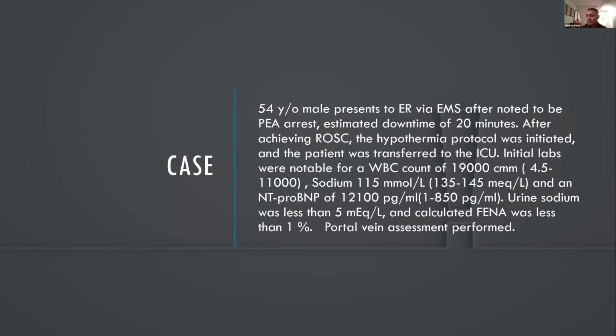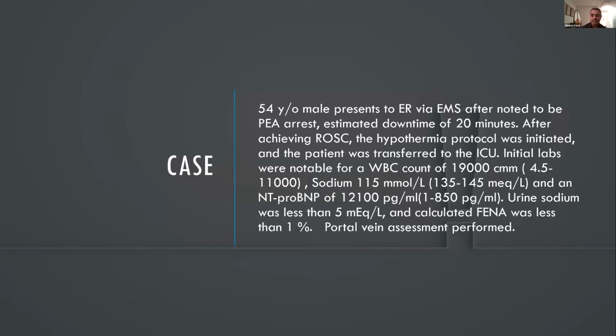Initial labs, and again, I apologize for the units. I understand I'm being very American-centric here, so if you're used to different units, I apologize, but I will tell you that these are all abnormal labs, right? So the WBC count is elevated. The sodium was low at 115. The normal range is 135 to 145 milliequivalents per liter. And then the pro-NT-BNP was extremely elevated.